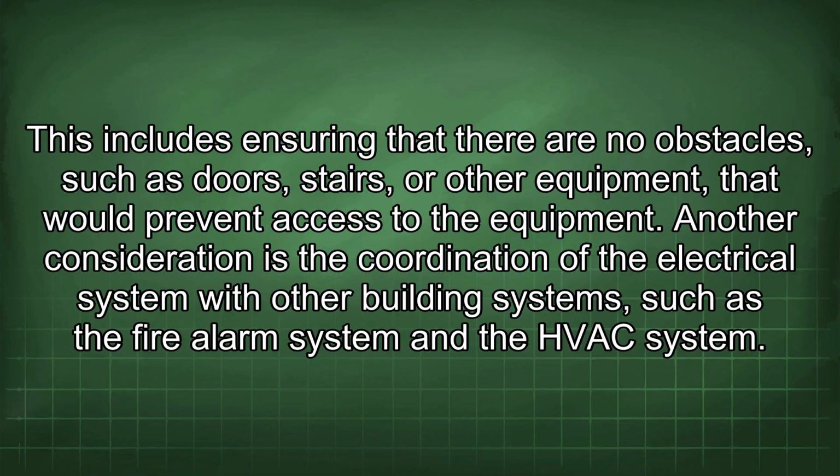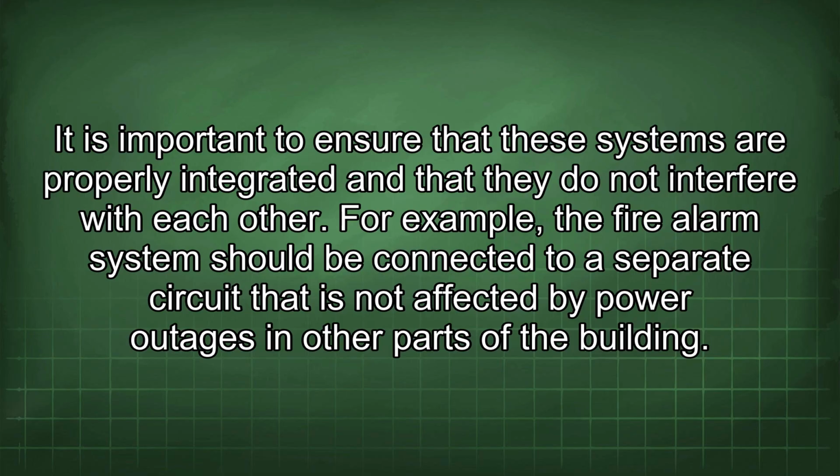Another consideration is the coordination of the electrical system with other building systems, such as the fire alarm system and the HVAC system. It is important to ensure that these systems are properly integrated and that they do not interfere with each other. For example, the fire alarm system should be connected to a separate circuit that is not affected by power outages in other parts of the building.